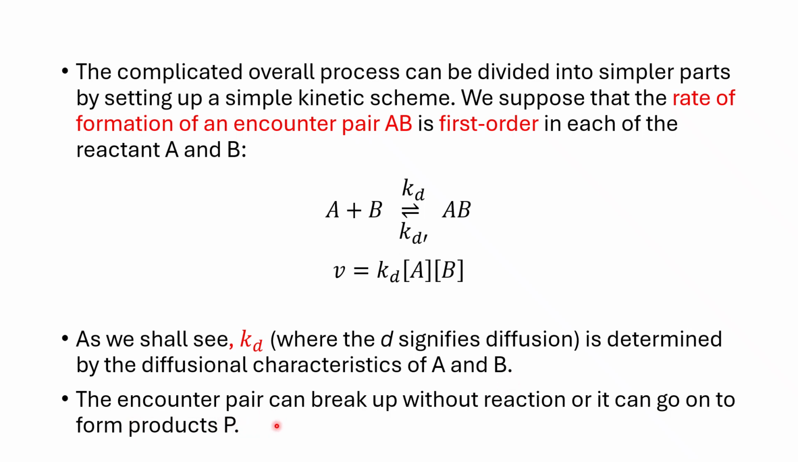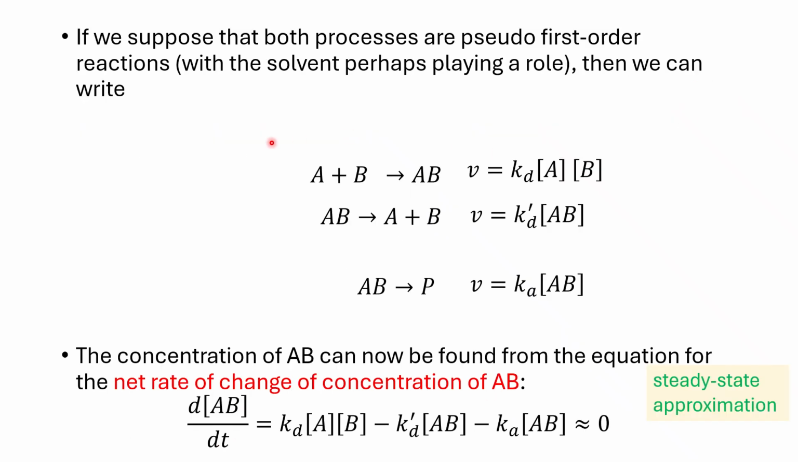The encounter pair can break apart without reaction, or it can go on to form the product. If we suppose that both processes are pseudo first order reactions, with the solvent perhaps playing a role, then we can write the rate of the reaction to form the encounter pair as this reaction. For the dissociation of the encounter pair, if it doesn't form the product, it will revert back to the reactants, and this is the rate of the reverse reaction to form the reactants.